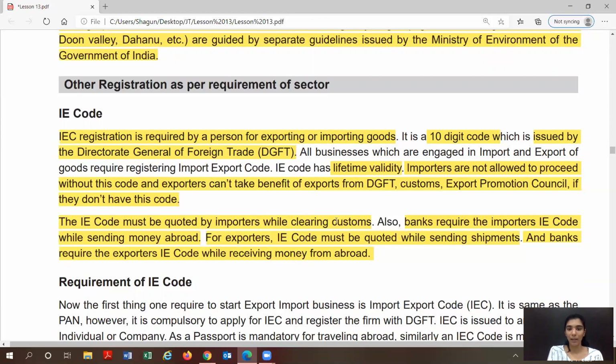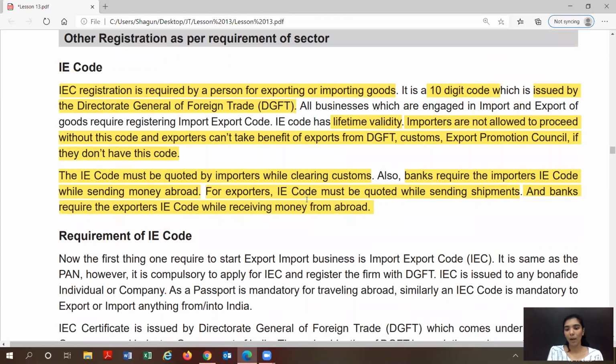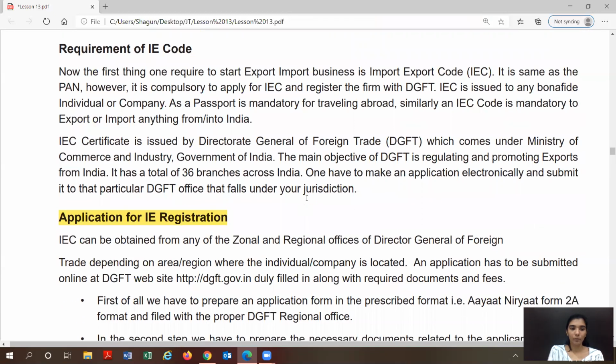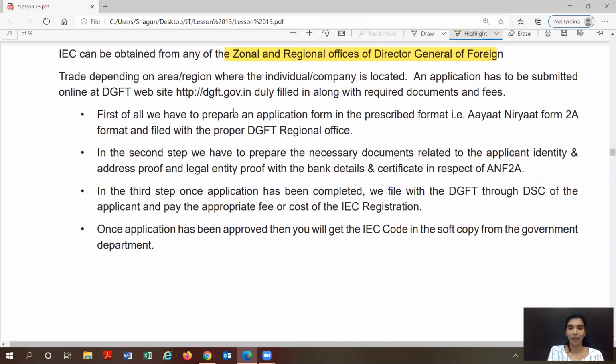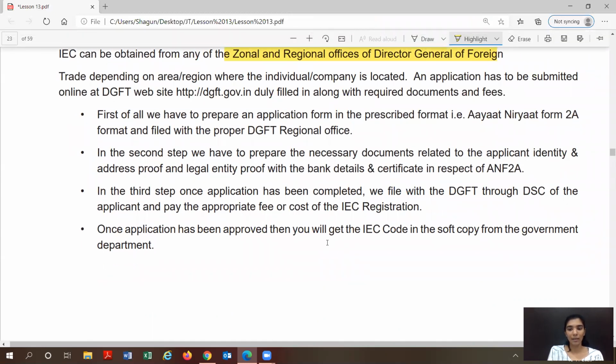Say for example customs वगैरह में. Even the banks are required. Banks का तो बहुत सारे foreign में dealing होता है, तो they also have to apply for importer exporter code. एप्लीकेशन किसको करना है इंपोर्टर एक्सपोर्टर कोड के लिए? जोनल एंड रीजनल ऑफिस ऑफ डीजीएफटी को अप्लाई करना है और ये सारे डॉक्यूमेंट्स उसके साथ सबमिट करना है.